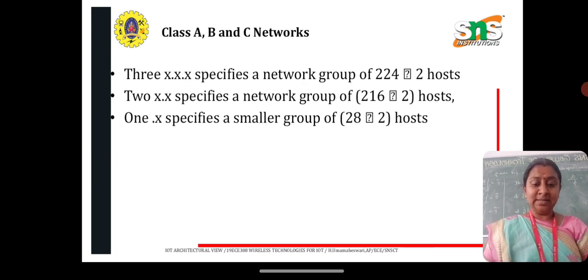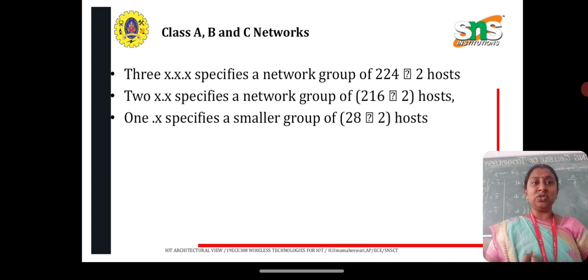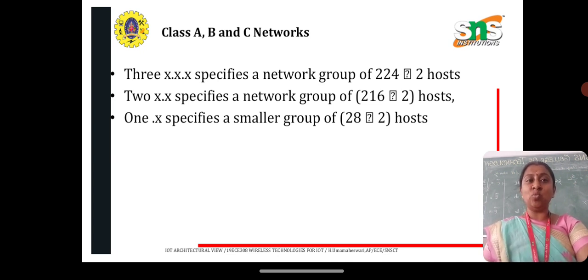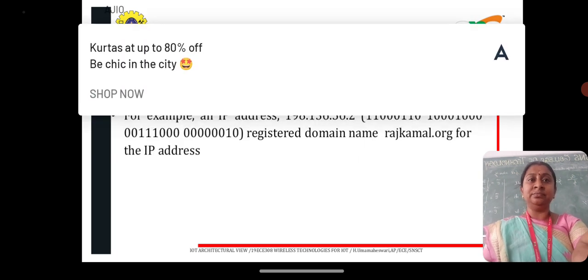It consists of three classes of network: class A, class B, and class C, where class A consists of specific networks with 2^24 hosts. Then class B consists of 2^16 hosts. Class C specifies a smaller group which has 2^8 hosts. Next is the dynamic IP address. The number of actual users at an instant may be very small compared to the other IP addresses, where the Dynamic Host Configuration Protocol is used, which assigns an IP address at an instant to the device.